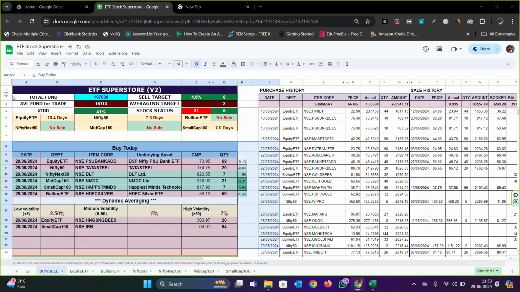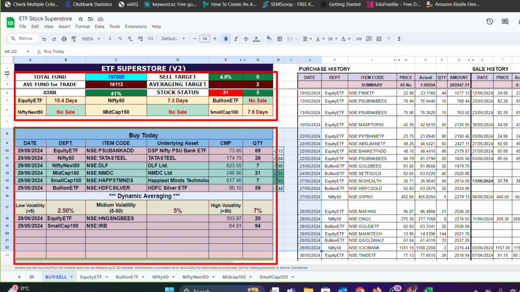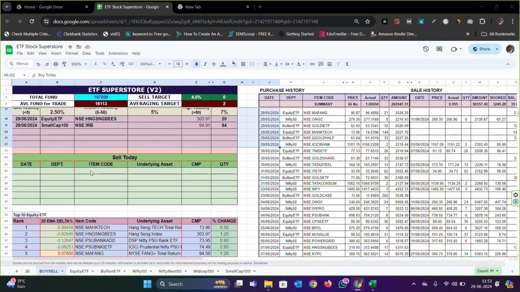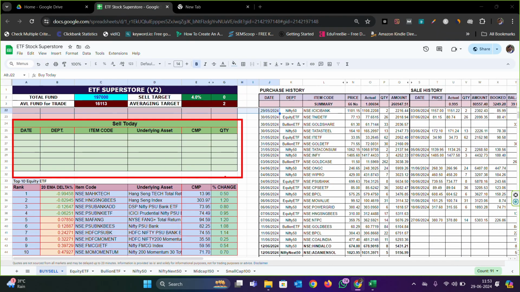This sheet is divided into some sections. This is the information section, where you will get various information about your SuperStore. This is the buy today section, where the system will advise what to buy today. This section is sell today, where the system will advise what to sell when some target is achieved.